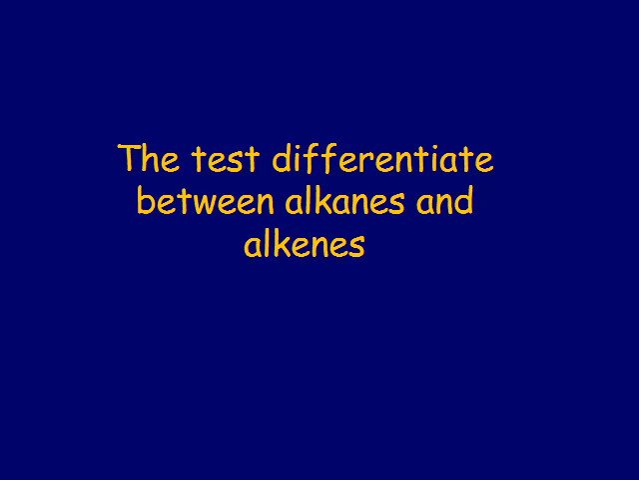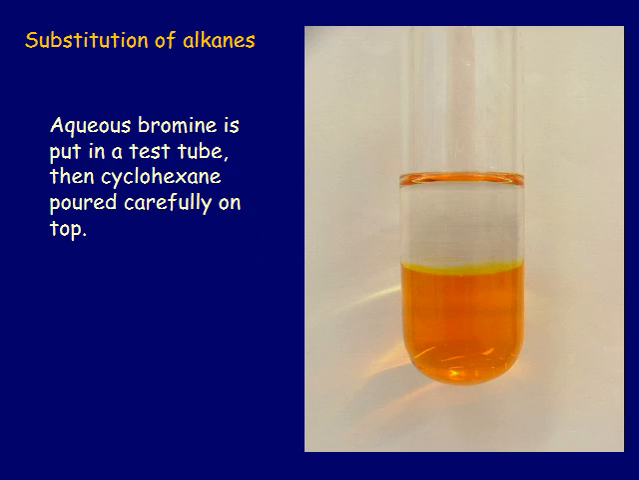So in today's lesson, we will look at the test to differentiate between alkenes and alkanes, the two types of hydrocarbons that we are now familiar with. The first experiment we will do is the substitution of alkanes. We have a test tube and we place aqueous bromine into it. Aqueous meaning the bromine has been dissolved in the water.